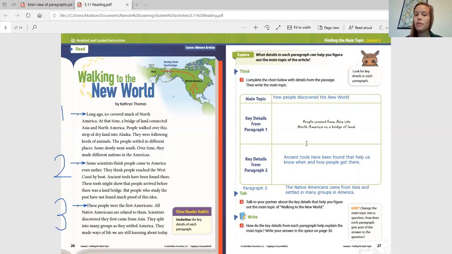Now, each of these key details helped us support our main idea, our main topic of how people discovered the new world. So we know that people crossed through a land bridge. We know that there are ancient tools that help us figure out how they discovered the new world and when they got here and where they came from. And we also know that they came from Asia and settled in many groups along America. So having the key details from different paragraphs helps us support our main topic.